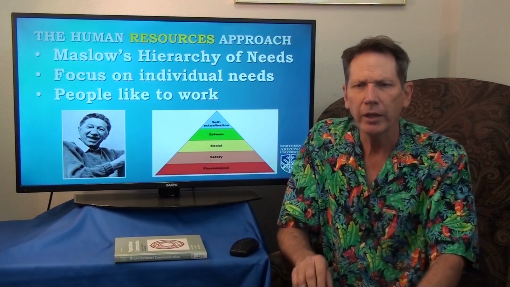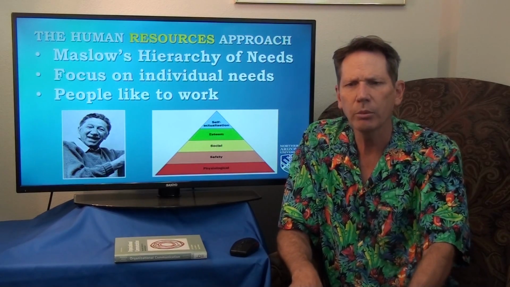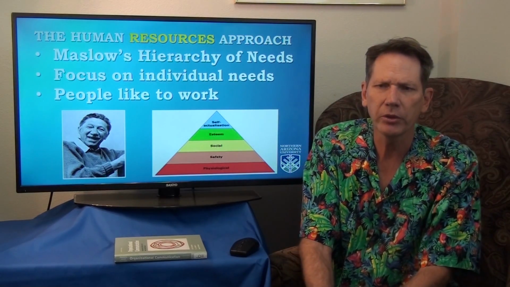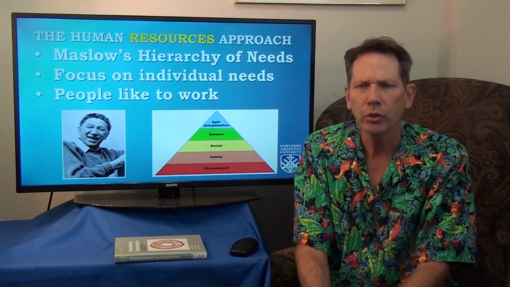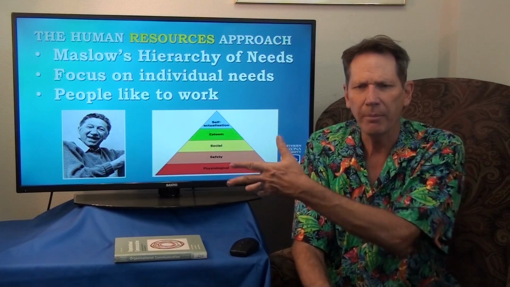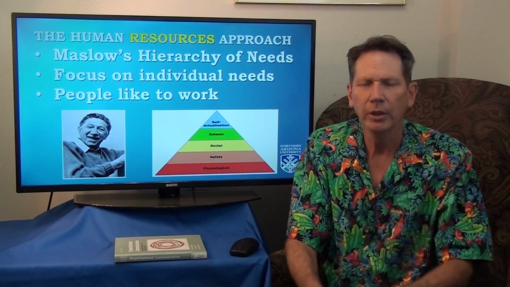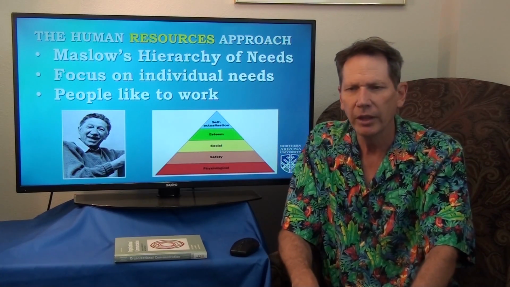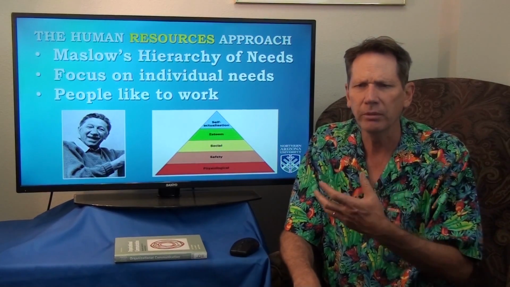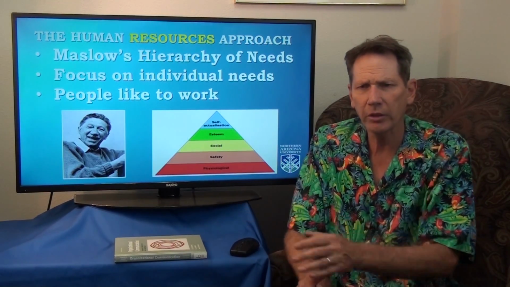The next change in this evolution came along. We call it the human resources approach. It kind of took off in the 1950s. Abraham Maslow, you recognize him from your Psych 101 courses, and the hierarchy of needs. What is it that people need at work? And let's focus on their needs.